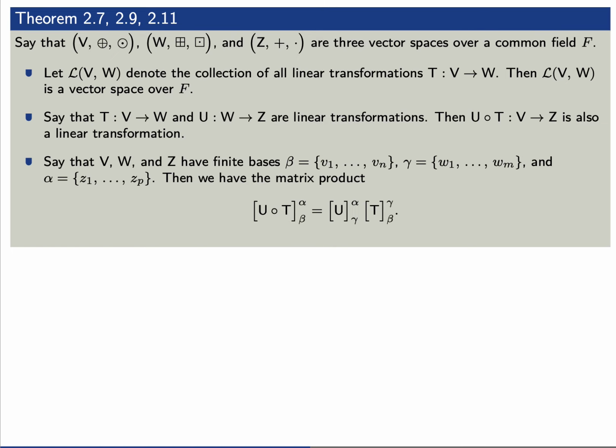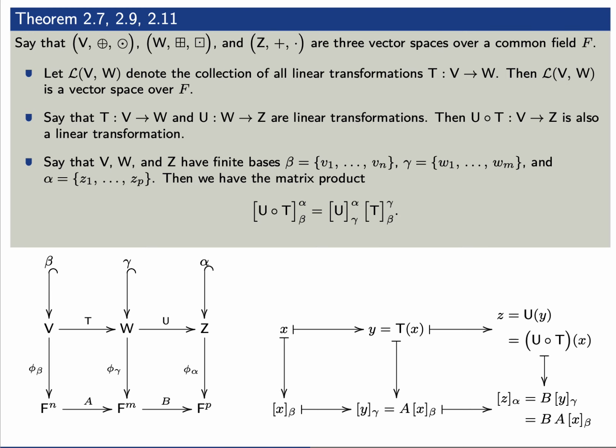Finally, let's say that V has a basis beta, W has a basis gamma, and Z has a basis alpha. Then we can consider the matrix representation of the composition U circle T going from basis beta to alpha as the product of the matrix representation of U going from gamma to alpha times the matrix representation of T going from beta to gamma. It may be useful to keep the following diagram in mind.